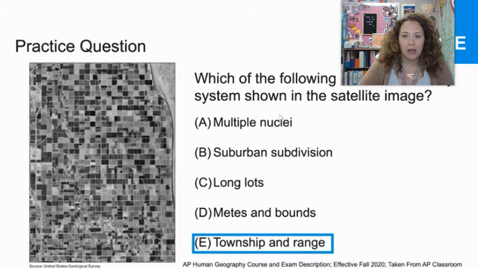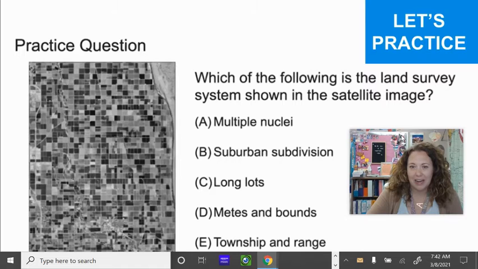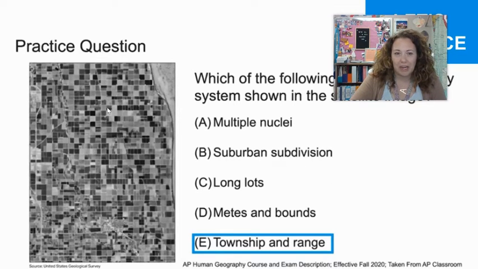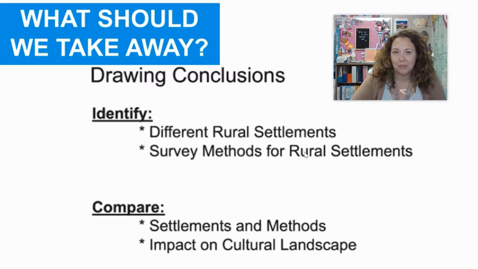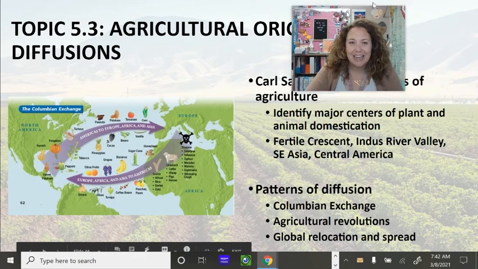Sorry. Practice question for you. Which of the following land survey systems is shown in the satellite image? Township and range. It is like a perfect grid system. Okay. Again, takeaway, you've got to know the difference between a clustered, dispersed, and linear settlement, and then understand how meets and bounds, the long lot survey, and township and range could have been used to influence those patterns. All right, 5.3.